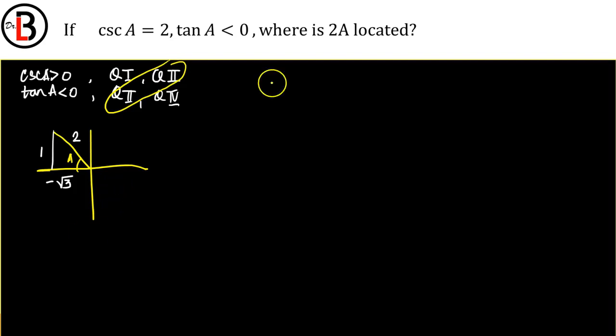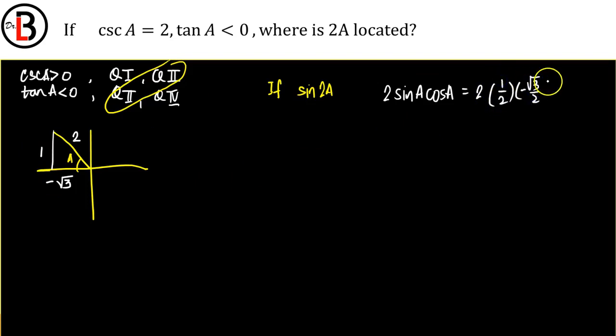I can say that if I would like to solve for sine 2A, what would be the formula for sine 2A? 2 sine A cosine A, that would be 2 times... Sine theta is opposite over hypotenuse. Cosine theta is square root of 3 over 2, but that's negative. So that means the answer is negative square root of 3 over 2.